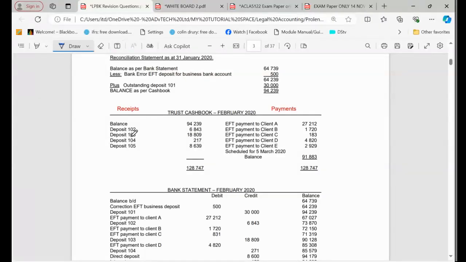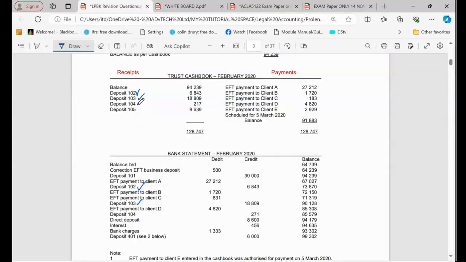There's a deposit 102. Do you see deposit 102 here on the bank statement? Yes. So what you do is just say tick. What about 103? Can I tick? Yes, tick. Tick. What about 104? Can I tick? Tick. What about 105? Can I tick? No. So this is my outstanding deposit that I'm going to put in the bank record. Can you see?